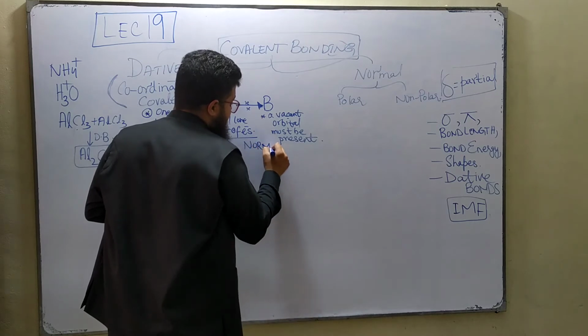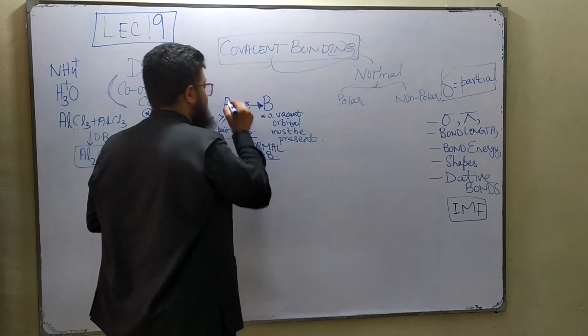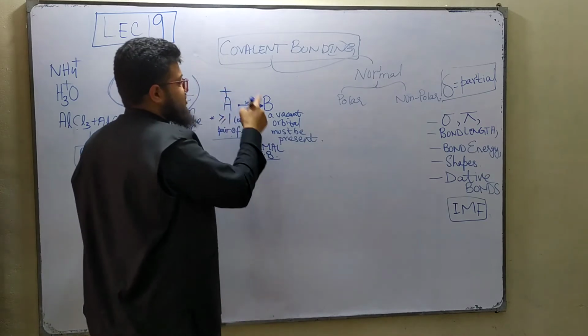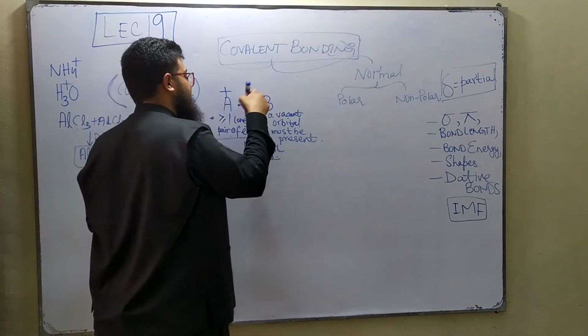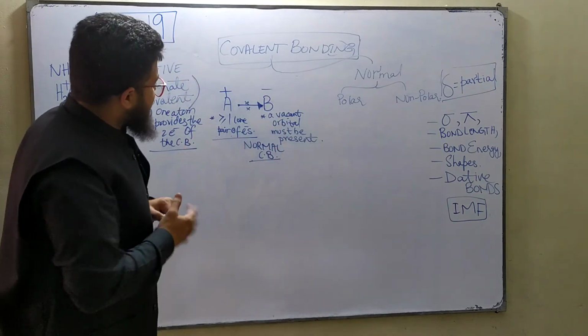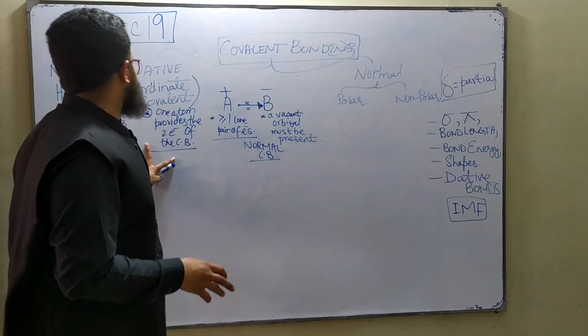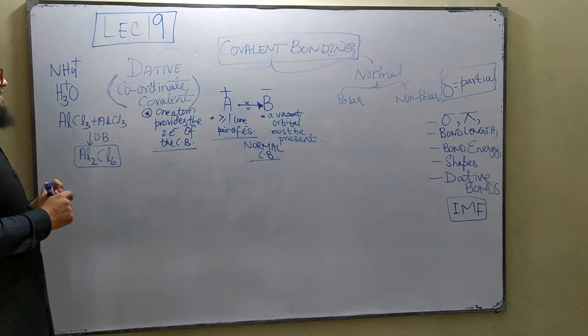After it is made, a normal covalent bond, therefore A will get a positive charge because it has lost one electron, and B, since it has gained that electron, will get a negative charge. Okay, now this concept is the entire concept of dative bonding. Okay, then let's come to the examples now.